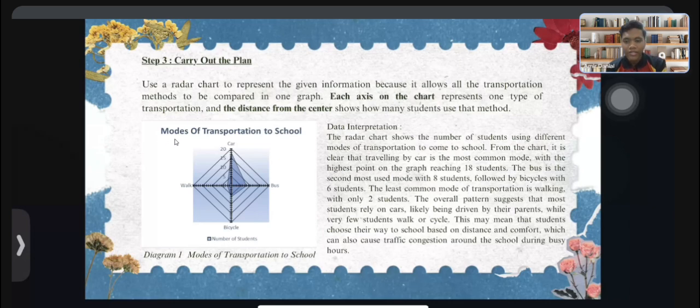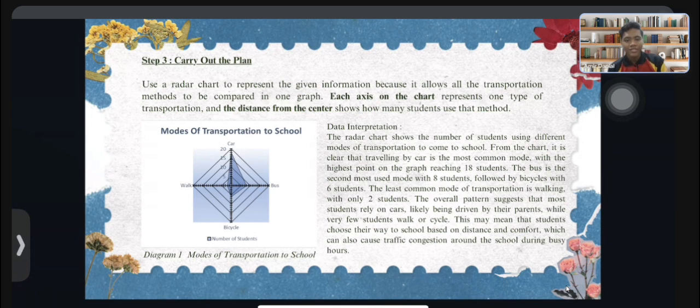The title is Modes of Transportation to School. If we look at the chart, this is the center of the chart. The distance from the center shows how many students use the method. So, the radar chart shows the number of students using different modes of transportation to come to school.